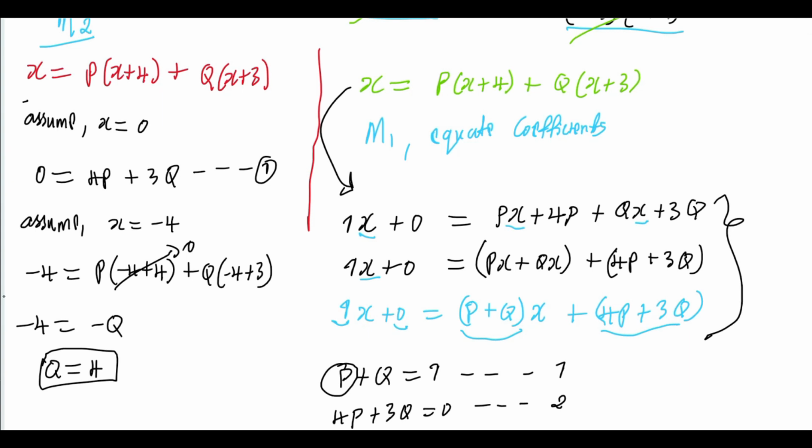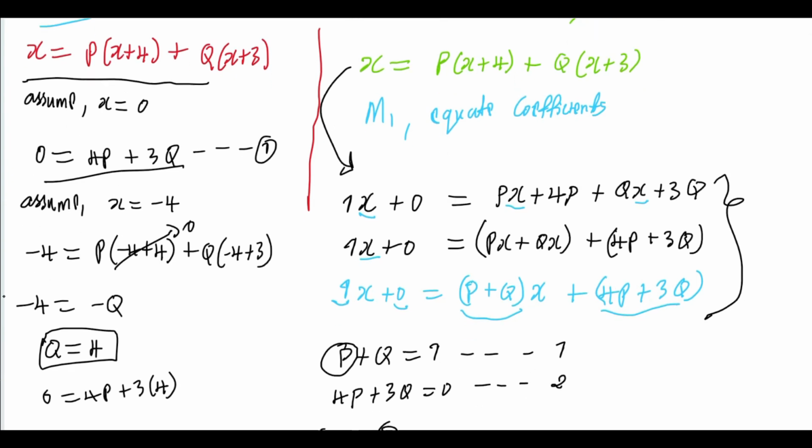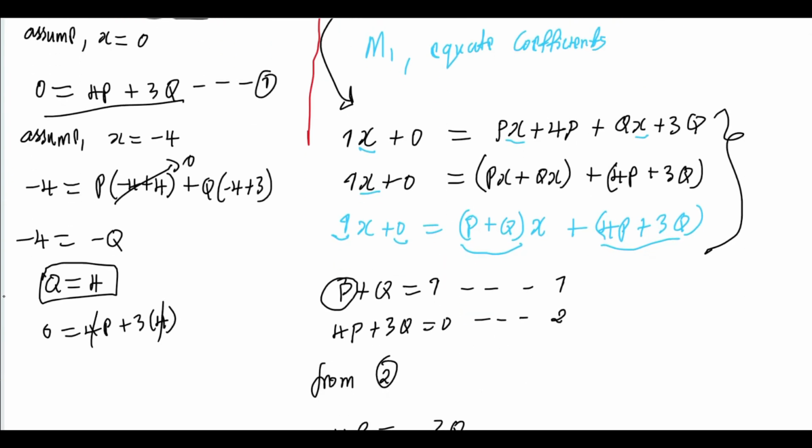And from here we can easily get the value of p from simply substituting it in equation 1 here, in this equation here, right? So meaning that 0 should be equal to 4p plus 3 into 4. What do you notice? 4 is common, right? 4 can cancel, so p will be -3. As simple as that.